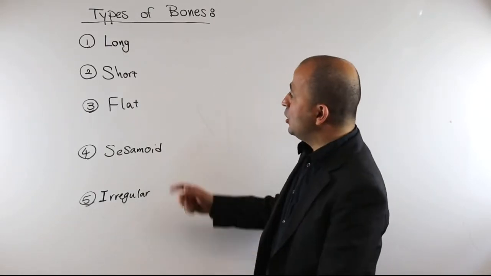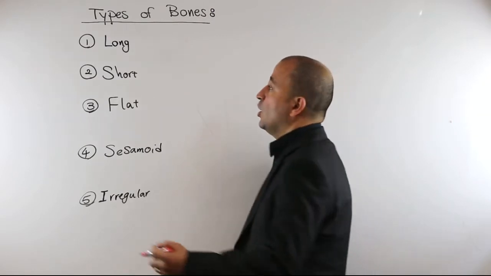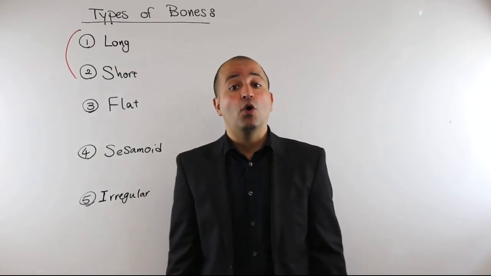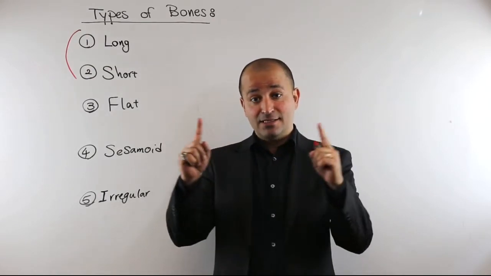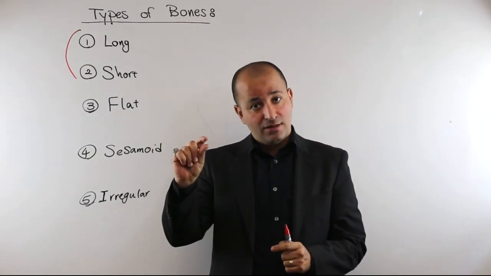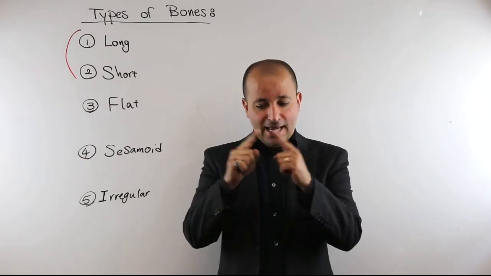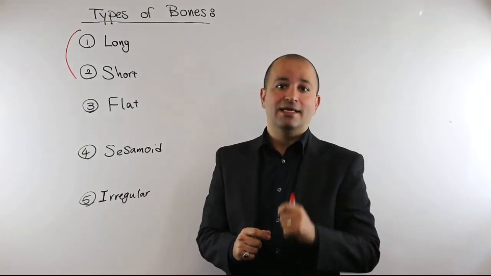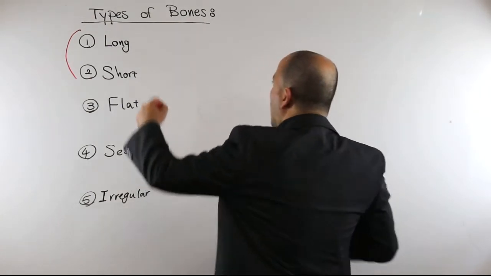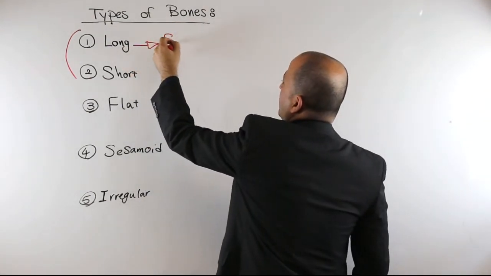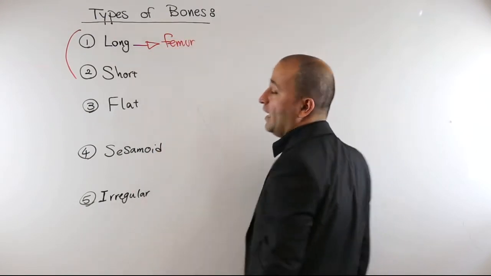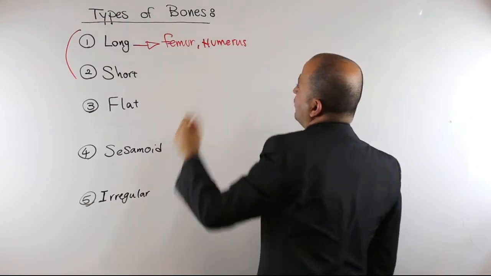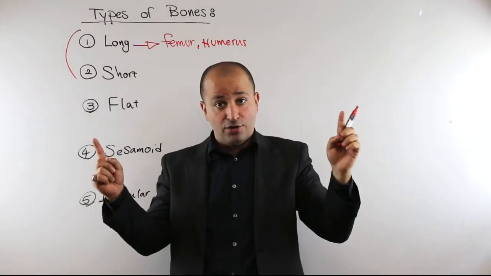Okay, let's learn long and short bones with each other. Very simple. Long bones are the bones whose length is bigger than their width. Short bones, the length and width are almost the same. So the long bones, the best example, femur in your thigh area, humerus in your arm area, because the length is longer than the width.